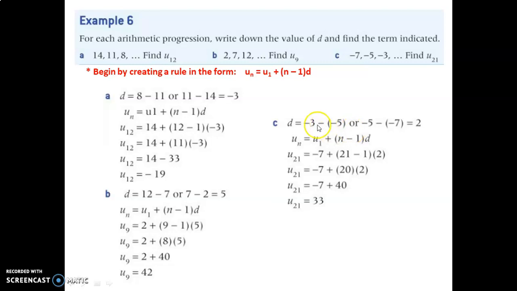Okay, in C again we have our d value, and then we can use the general rule to find the 21st term. So this is pretty basic stuff. Hope it's going okay so far.